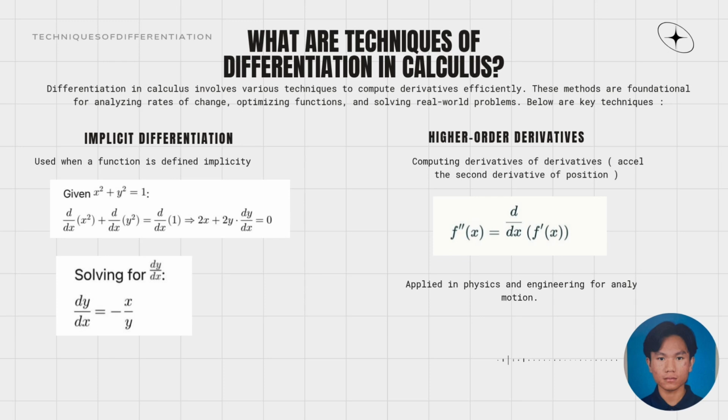And the next and the last one is higher order derivatives. Higher order derivatives involve computing derivatives of derivatives. Acceleration is the second derivative of position. F double prime x is equal to d over dx of f prime x. These techniques are applied in physics and engineering for analyzing motion.